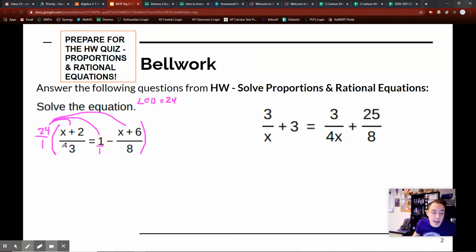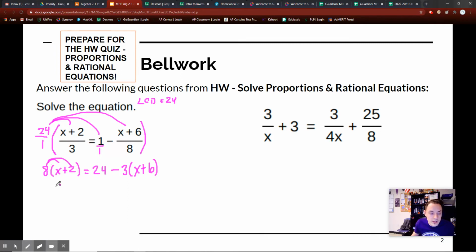So then I'm going to take 24 divided by 3. 24 divided by 3 is 8, so I have 8 times x plus 2. Now notice my use of parentheses. 24 times 1 is 24, and then 24 times this is a negative, watch my parentheses here. 24 divided by 8 is 3, so I'm going to take a 3 here and then put my parentheses there. Make sure you tag on that negative so you don't forget it.